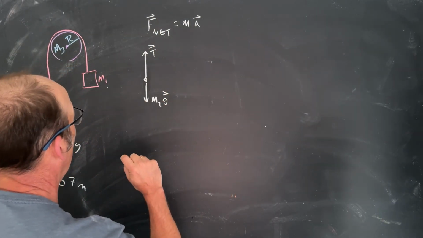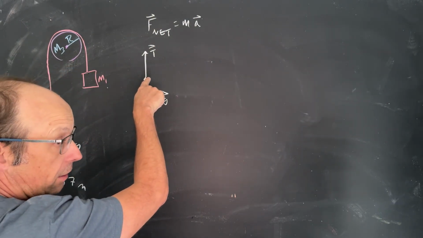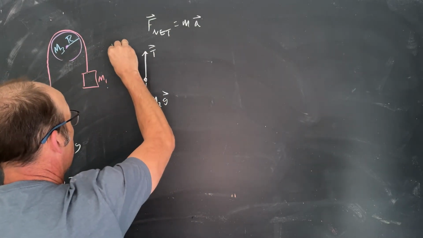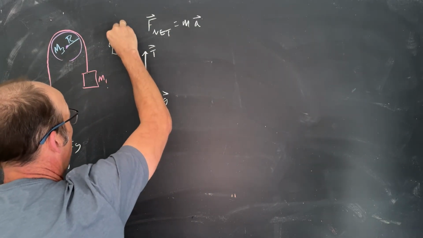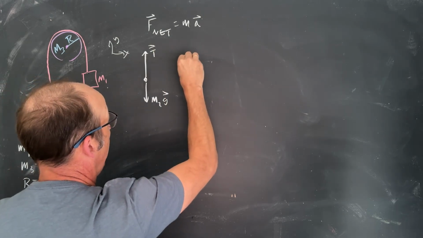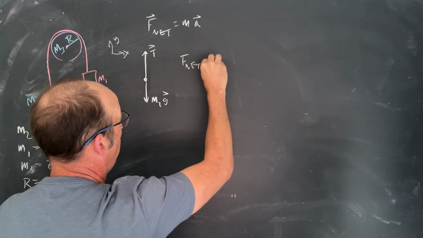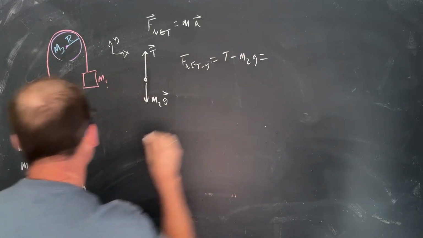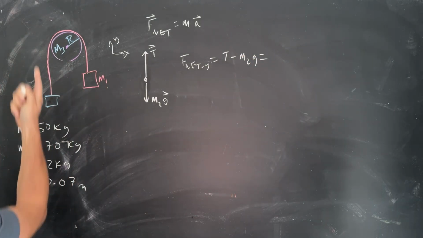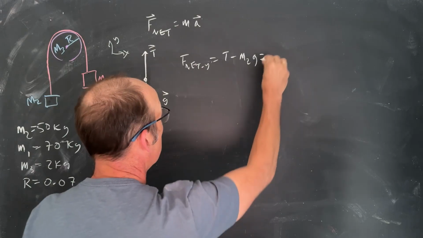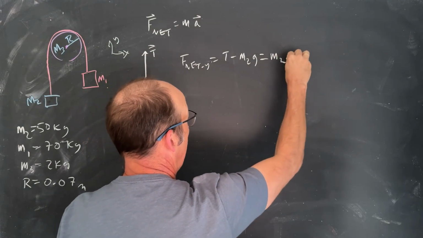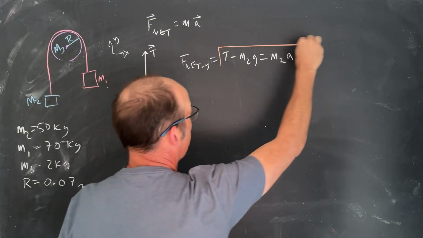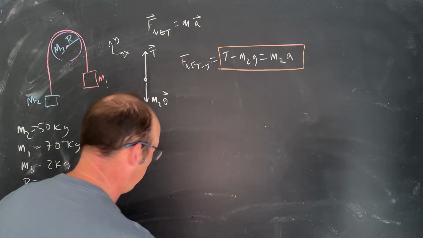Okay, so let's just go ahead and write Newton's second law for this mass. In just the y direction, I'll call that the x and y direction. I know that F net in the y direction is the tension minus m2g, and that's going to be mass times acceleration. So it's m2 times a, because it's accelerating up. Box. I like to put a box around important equations.